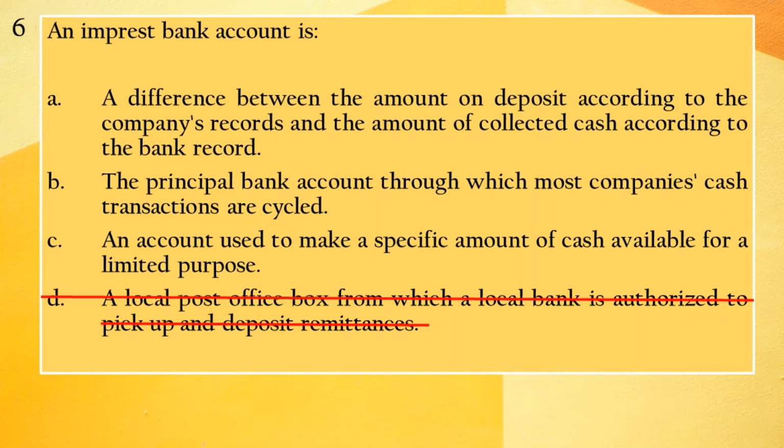And then a difference between an amount of deposit according to the company's records and the amount of collected cash according to the bank record. No, that sounds like a bank reconciliation. So it's not A, it's not D. And then B says the principal bank account through which most companies' transactions are cycled. No, that's not an imprest bank account. That sounds like the main bank account that a company would use. It's actually C. An imprest account is actually a bank account that is used specifically for limited purposes. So it could just be for a certain project or for a certain vendor or for certain types of transactions. So C is the answer here.